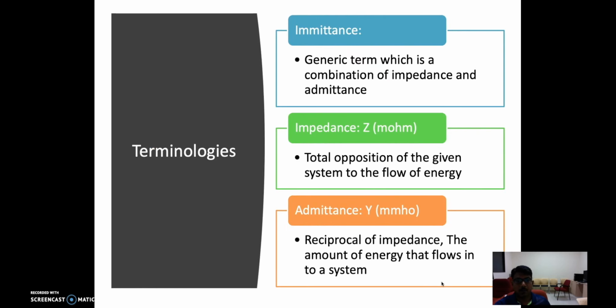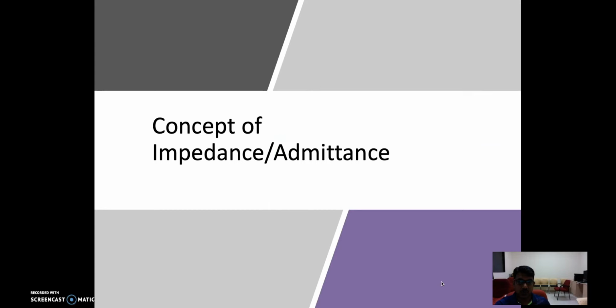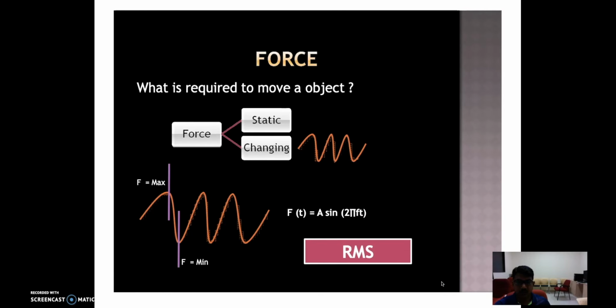Okay, so this is some basic principles that we had already seen. So this is going to be some recap. So immittance, which is a general term, you know that it is a combination of impedance and admittance, and notations for impedance and notations for admittance, and its definition. Okay, so the concept of impedance, this is a very basic concept that we had seen earlier.